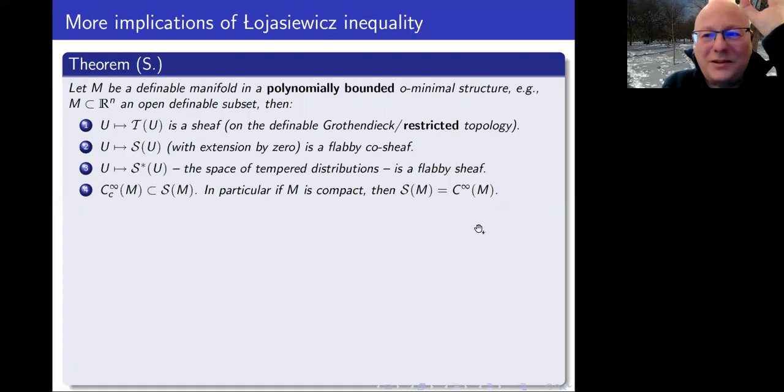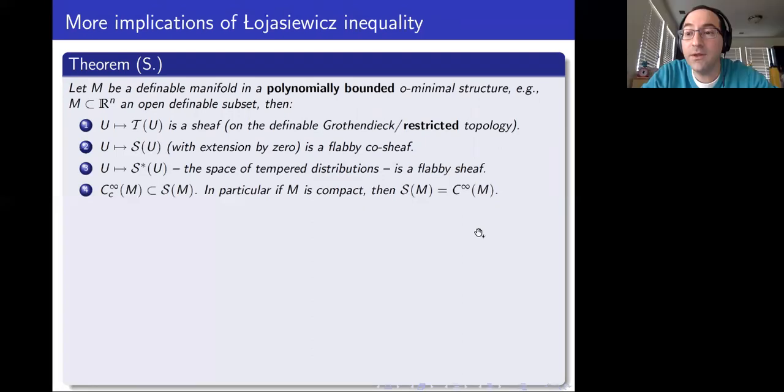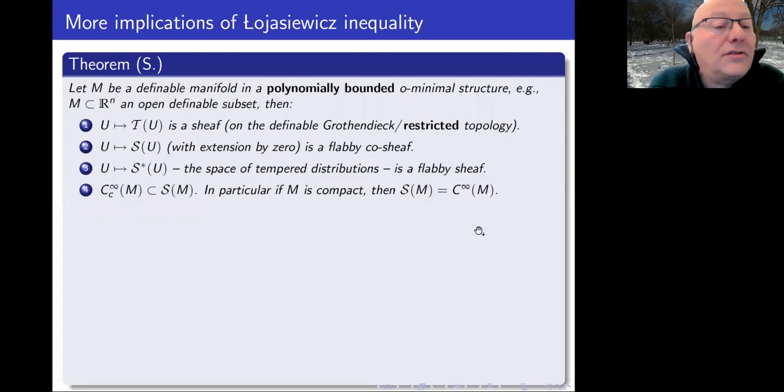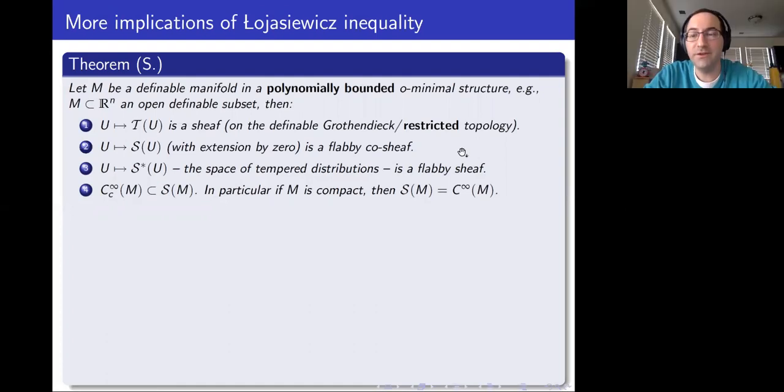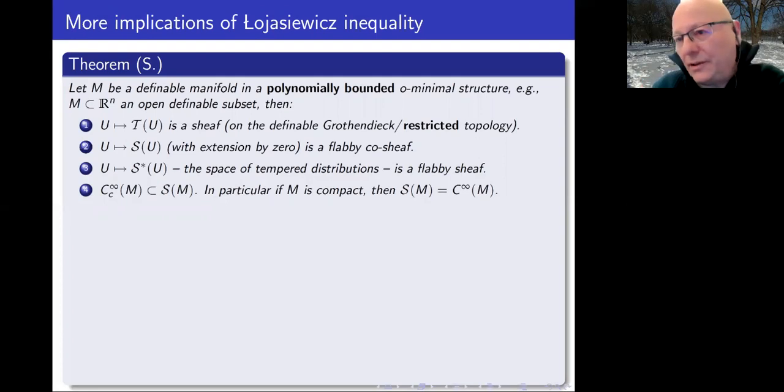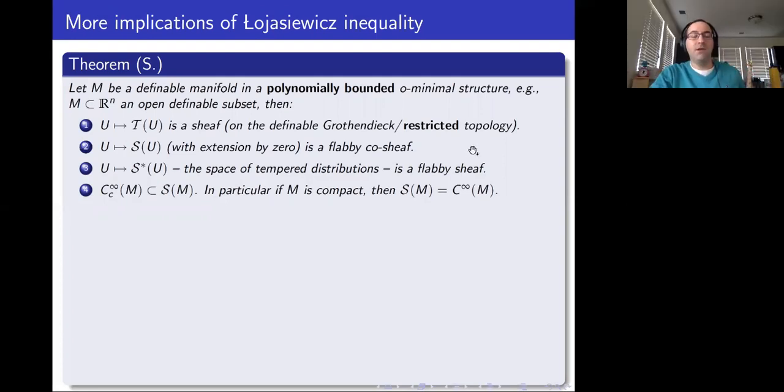Still a little remark, even if you want to go fast here. Apparently, Schwartz functions are not a sheaf. They are a cosheaf, because you use extension instead of restriction. Yeah, right. Okay.